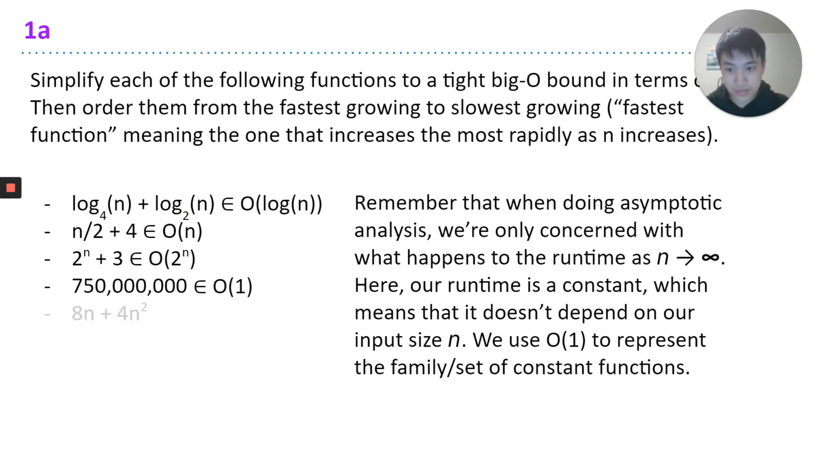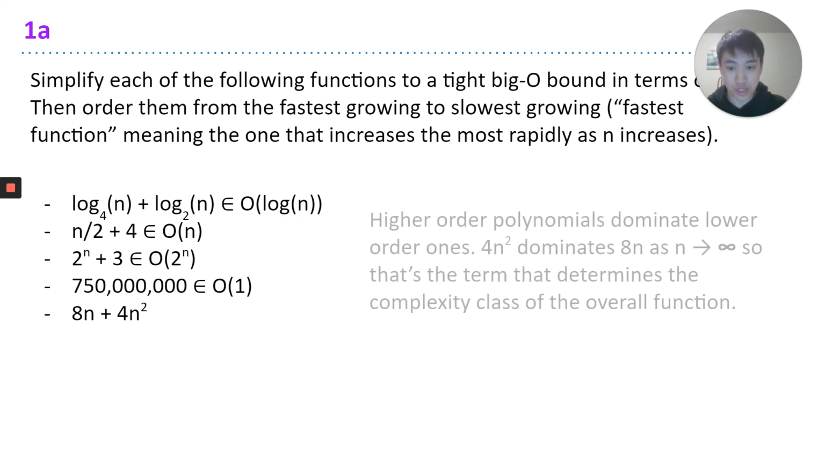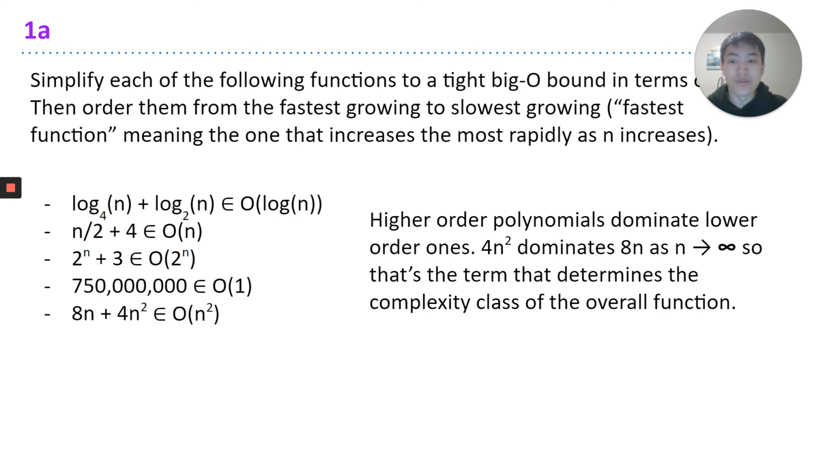All right, lastly is 8n plus 4n squared. We see that n squared is a higher order polynomial, so it dominates 8n, and we erase it completely. And since we're dropping the constants, it's just going to be n squared in terms of the complexity.